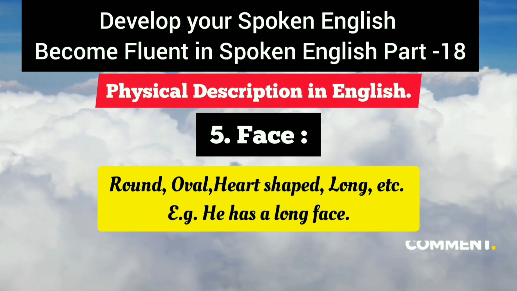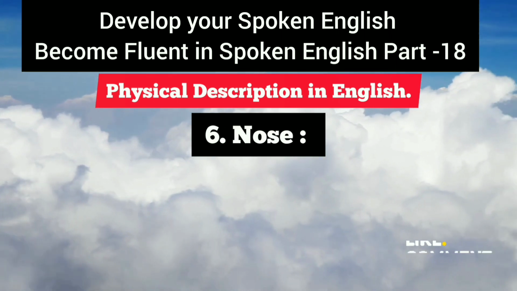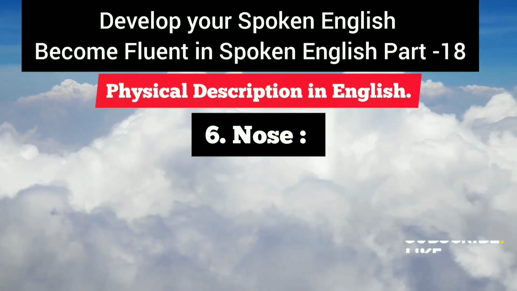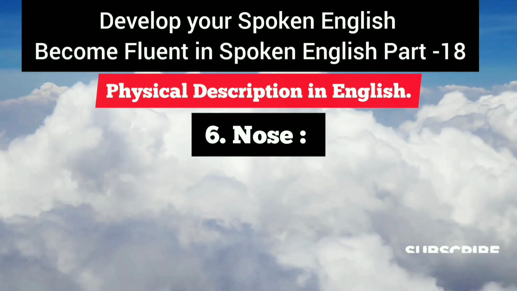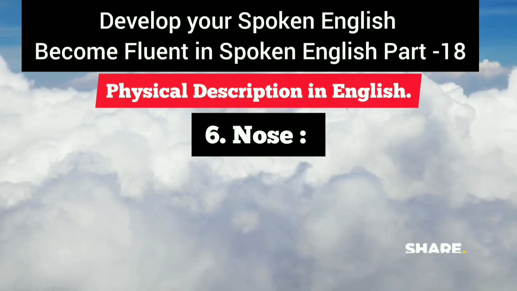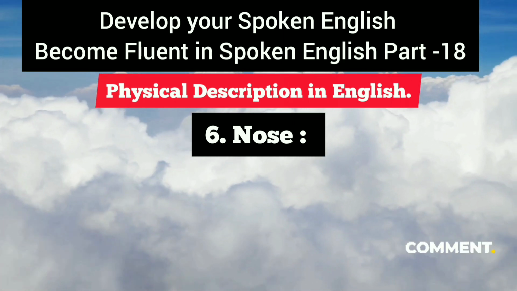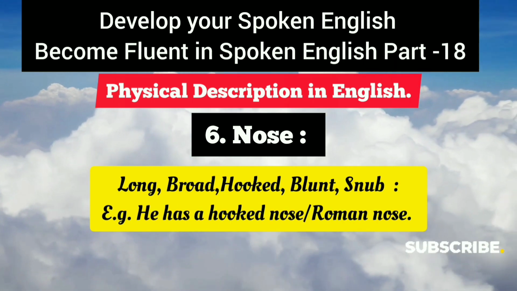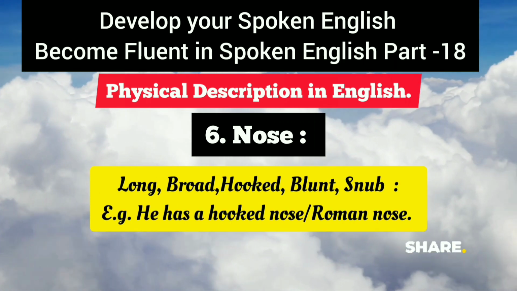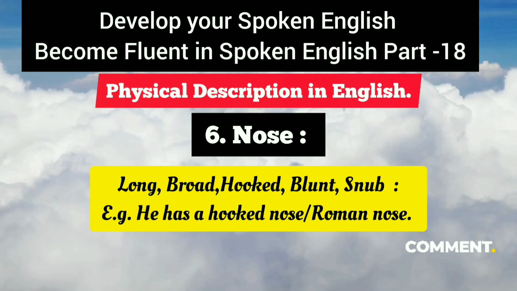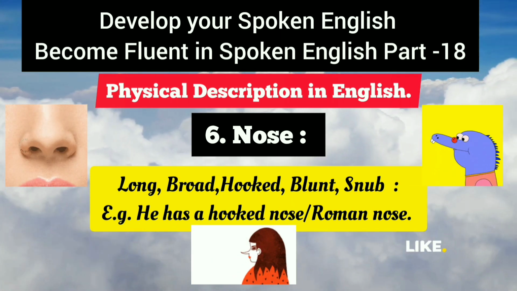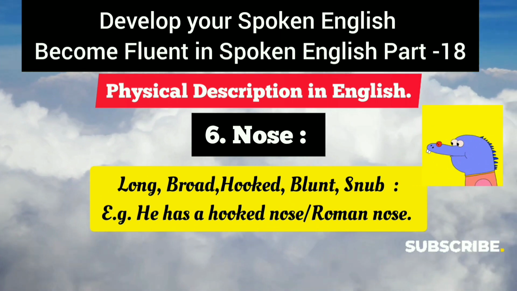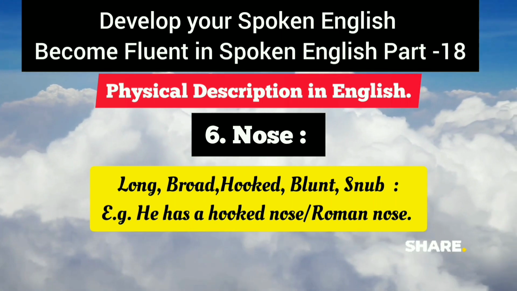Up next you have the sixth category, that is nose. So you have to describe someone's nose also. It's very important. Describe someone's nose or else the image of that person will not be clear. So it can be long, it can be broad, it can be hooked. Hooked like a bird's beak is called hooked, or blunt or snub. Okay, so you can use these words and describe someone's nose.